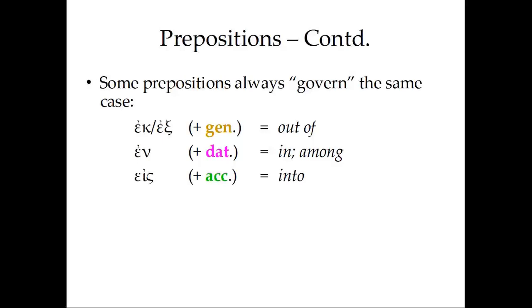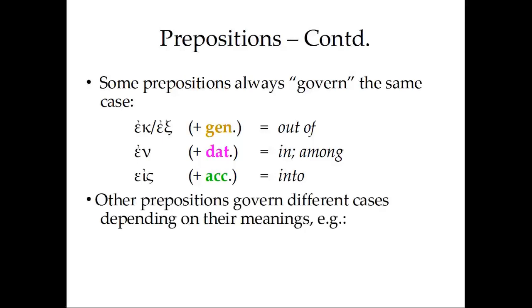Eis plus accusative means into. You can think of eis as just meaning into and always taking an object in the accusative case. So these are really static relationships. Each of these prepositions is always going to take each of these cases. Ek, always going to take genitive. En, always going to take dative. Eis is always going to take accusative.